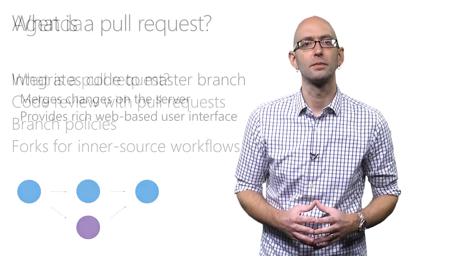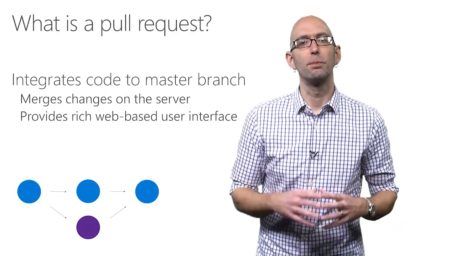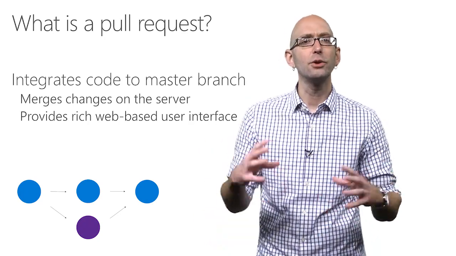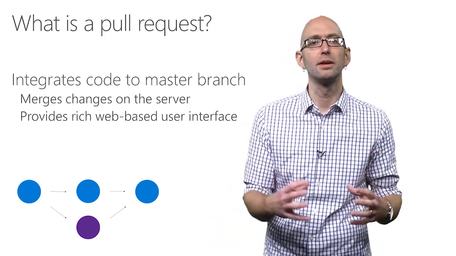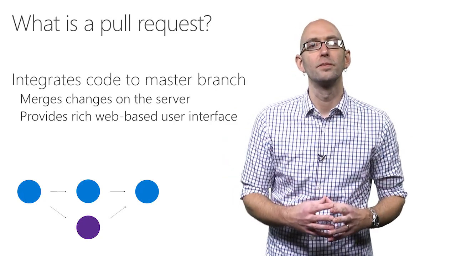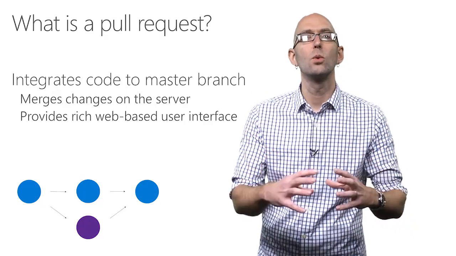A pull request is a mechanism that integrates a branch of changes into the main integration branch. It's how you request that your code gets pulled into the master branch. And it does this integration on the server in a rich, web-based user interface that enables collaboration with your entire team.